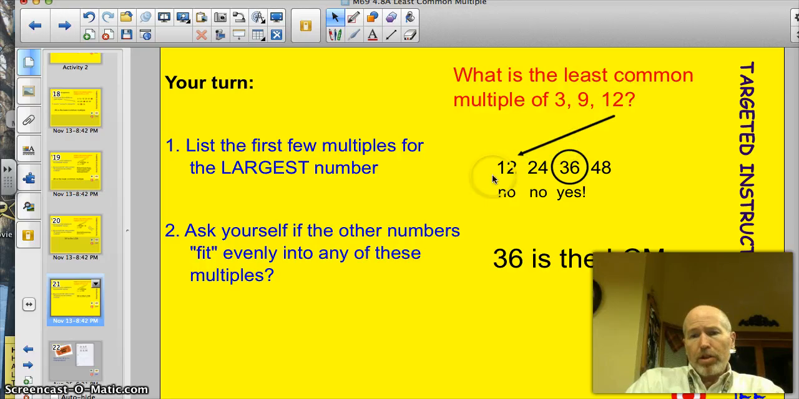Well, 12 is the largest, so I skip counted by 12s. 12, 24, 36, 48. Do 3 and 9 go into 12? Nope, 3 does, but not 9. Do 3 and 9 both go into 24? Negative. Do 3 and 9 both go into 36? Oh yeah, you betcha, sure.